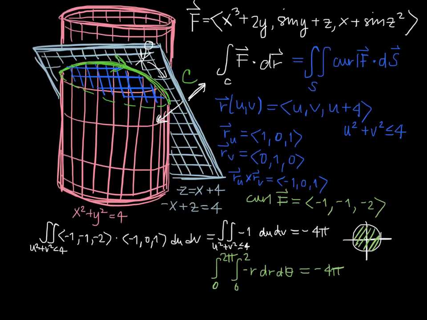So our integrand becomes negative r dr d theta. Remember, when we convert to polar coordinates, we have to go from Cartesian to polar. So there is a factor of r that goes in there. The bounds for r go from 0 to 2. The bounds for theta go from 0 to 2 pi. And that is still negative 4 pi.